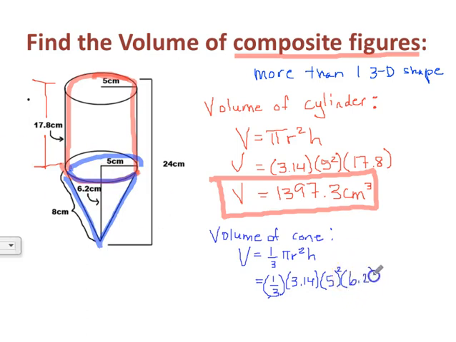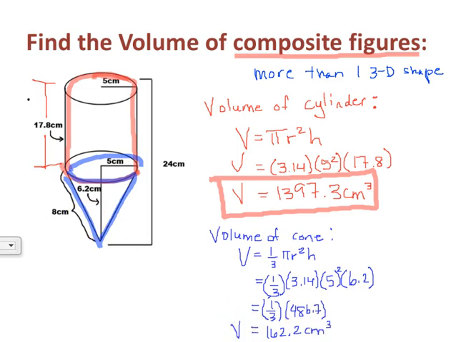So 6.2. Now I'm going to plug this into my calculator. I'm going to do 3.14 times 5 squared. I know that's 25 times 6.2. And once I get that value, I got 486.7. I'm going to multiply 486.7 times 1/3, or really just take that and divide it by 3. And I get 162.2, and that's got to be centimeters cubed because we're dealing with volume.